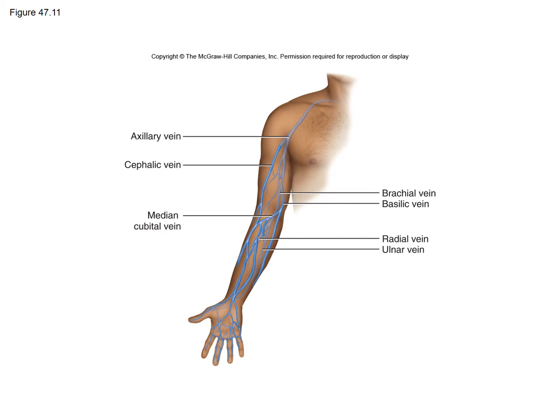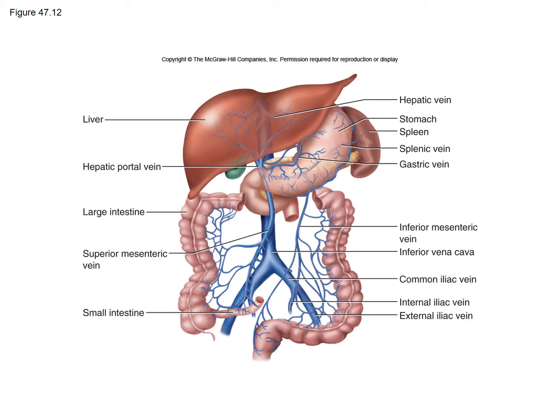Axillary vein under the axilla, cephalic vein, brachial vein, and basilic vein, median vein, and this is the radial vein and the ulnar vein. It's almost the same, same thing. Whatever goes down to the internal organs.